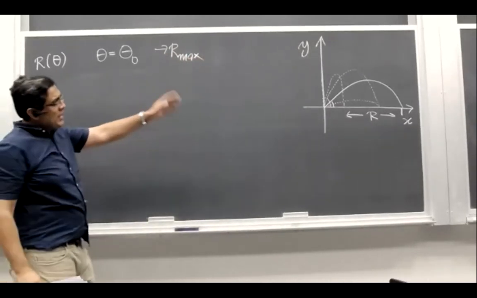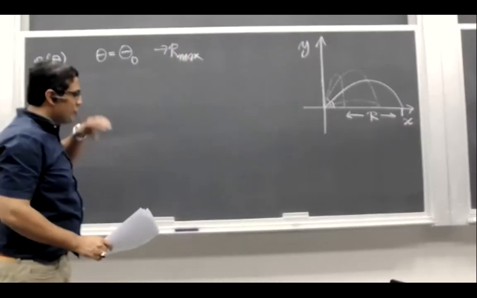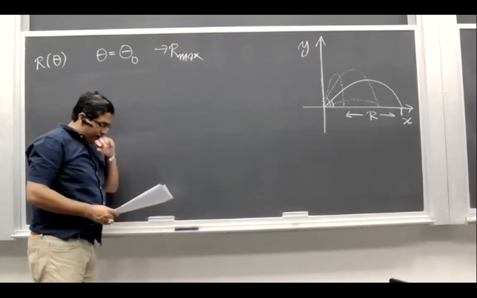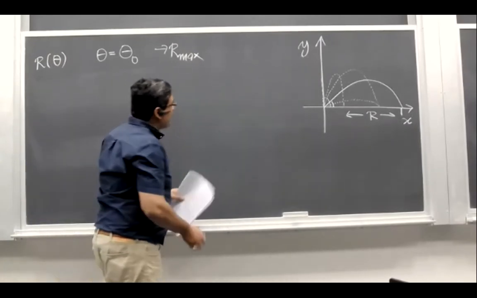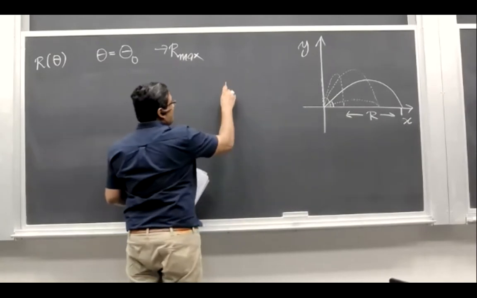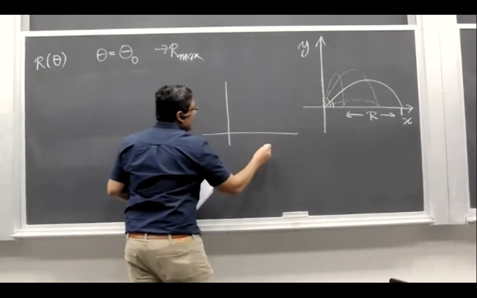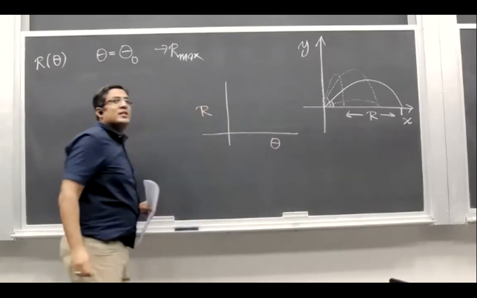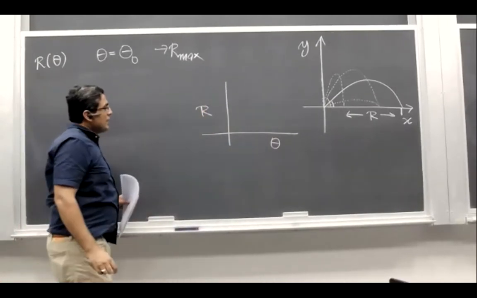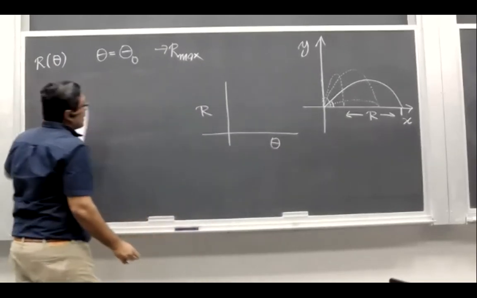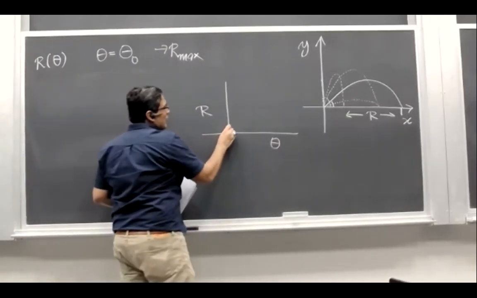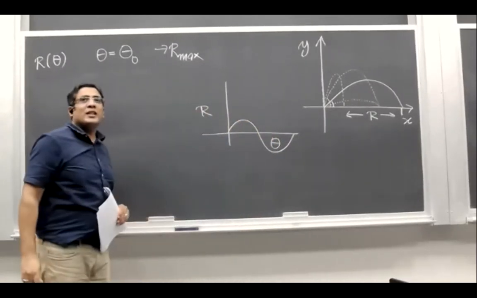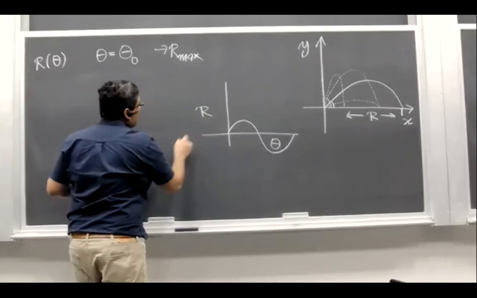We can do it using different arguments, but I want to introduce you to a concept. Probably you have learned it in your high school, that if you have a function, in this case, we have theta, the variable, and R is the function. R depends on theta. We don't know the explicit form, but let's assume that it looks like this.